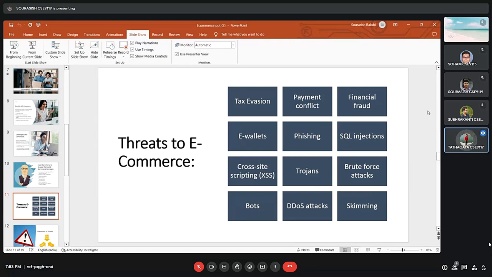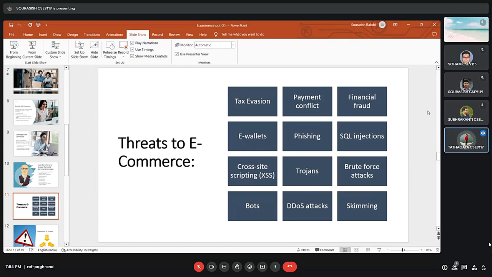Now if I talk about SQL injection, it is used by the attackers to manipulate the database of large organizations. If I talk about cross-site scripting, it is when hackers target e-commerce sites by entering malicious code into their code base, which can enable the attackers to track the users by their browsing activity.